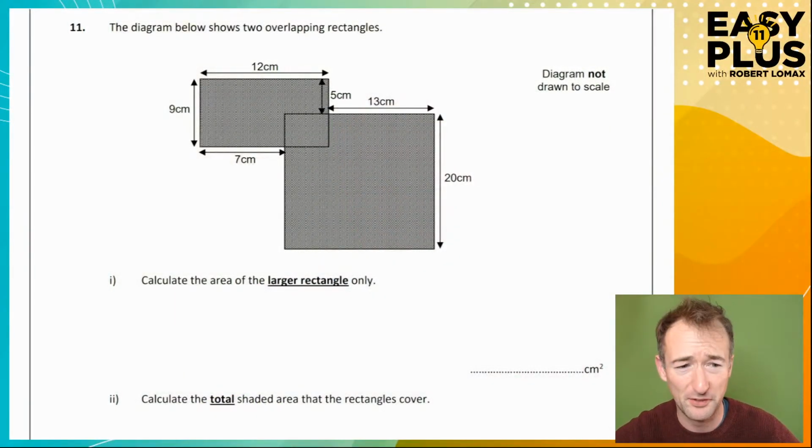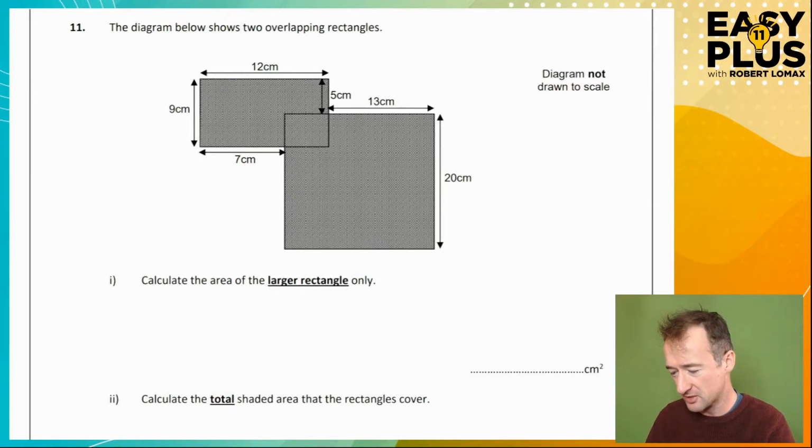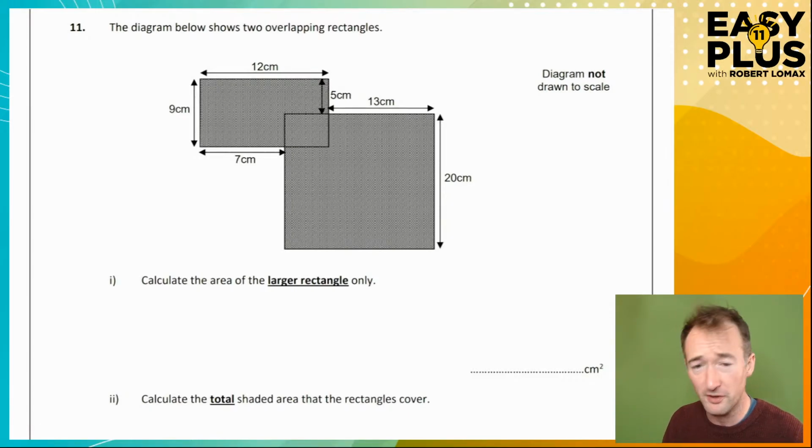Let's do some maths. Okay, so we're carrying on with this paper from last time. If you want to look at questions 1 to 10 being solved, go to last week's video. If you want to look at questions 18 to 20 something being solved, be back next week on Tuesday evening and I'll do the rest. The diagram below shows two overlapping rectangles. Calculate the area of the larger rectangle only.